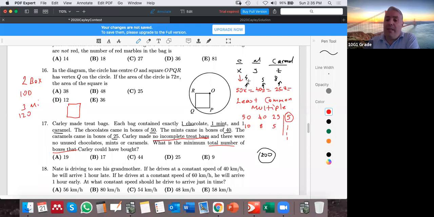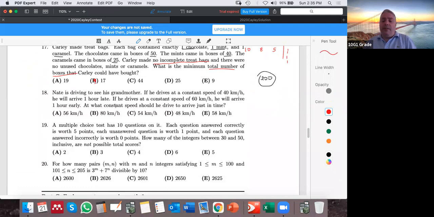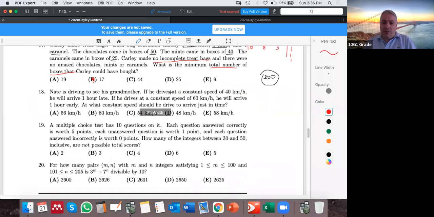And then how many boxes? From the X, I need 4 boxes. From the Y, I need 5 boxes. From the Z, I need 8 boxes. So 4 plus 5 is 9, and 9 plus 8, it will be 17 boxes I need, which is part B. Is this okay now? Okay, so we talked about this question, we solved it.